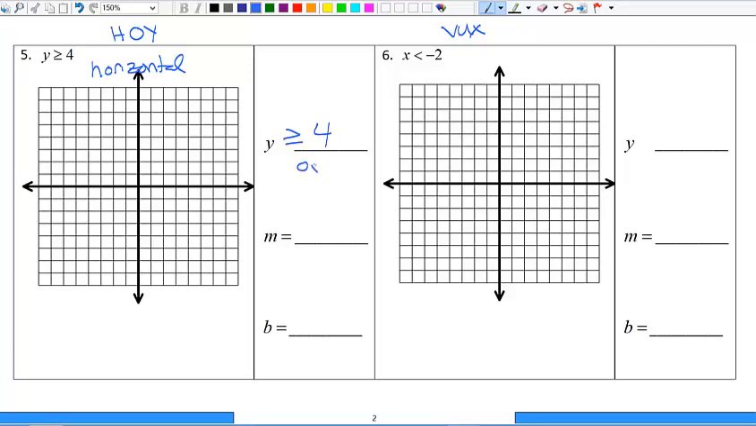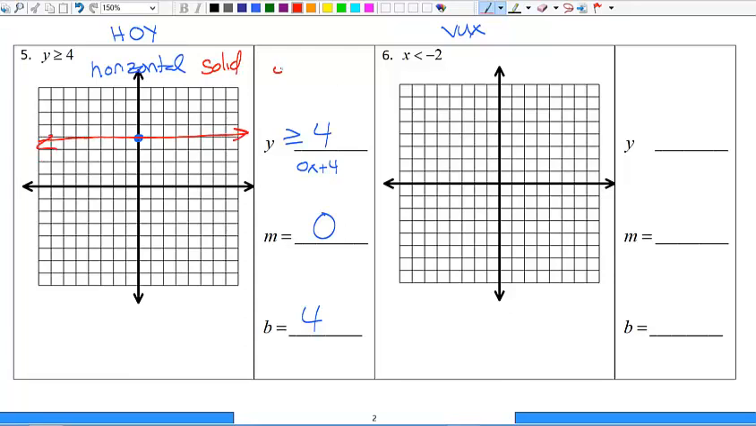This could be like 0x plus 4. My m is 0 and my b is 4. Or you could just know that there's a 0 slope using your Hoy. So I put my pencil on the 4. Is this a solid or dotted? Well, because it's or equal to, it's going to be solid. So I can just draw a solid horizontal line at 4.